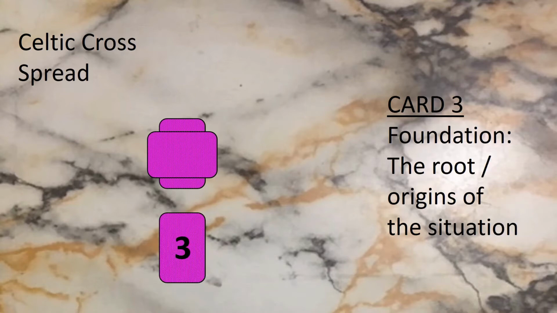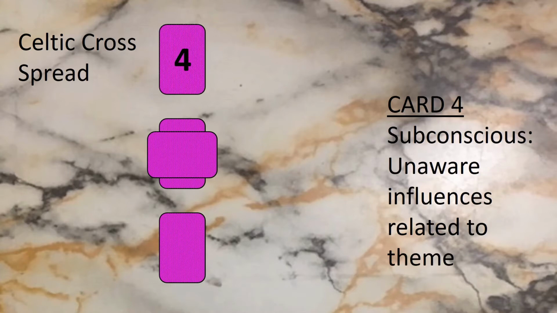Card number 3, the Foundation. It is the root or the origin of the situation. The present situation, card number 1, is built on the foundation of card number 3. Card number 4, I refer to as the subconscious card. It is things that you are unaware of. It is things that are influencing the theme, but you may not be conscious of it. So it works as a really interesting dynamic in a reading because it might give you an awareness of something that you haven't taken into consideration before.